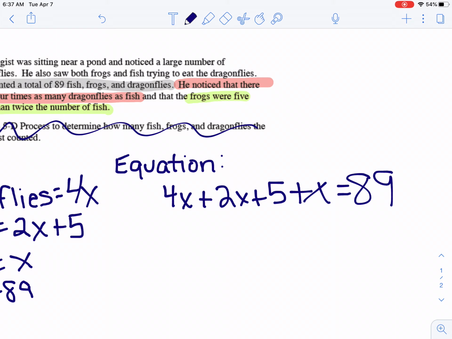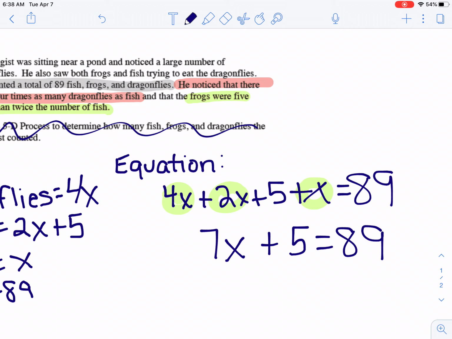Okay, now I'm going to solve this equation. So my first step is going to be to combine the like terms. 4x plus 2x plus 1x gives me 7x plus 5 equals 89.